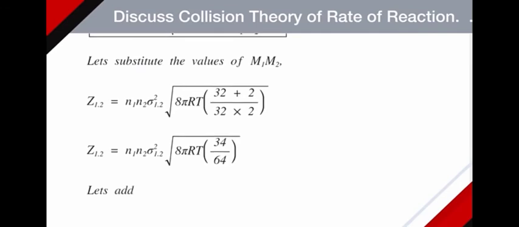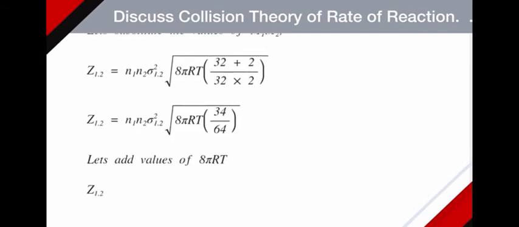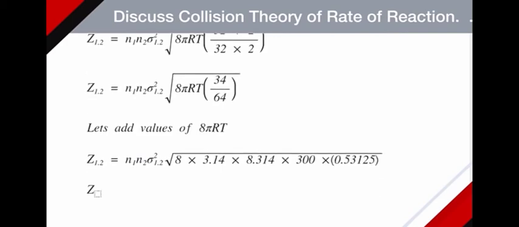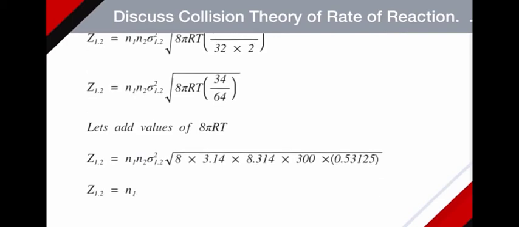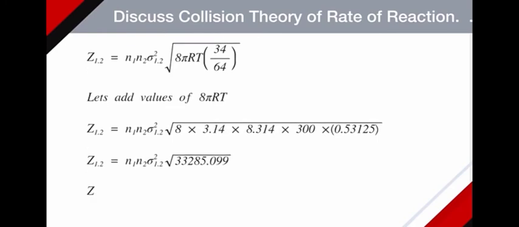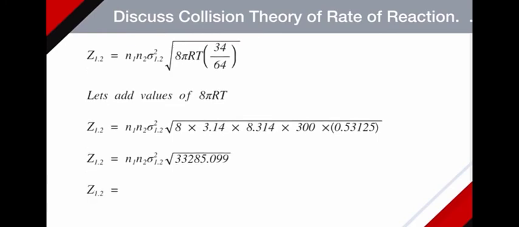Now let's add the value of 8 pi RT. So Z 1.2 is equals to N1 N2 sigma 1.2 square root of 8 into 3.14 into 8.314 into 300 into 0.53125, which comes N1 into N2 sigma 1.2 square root of 33,285. Now let's put the value of N1 N2 sigma.